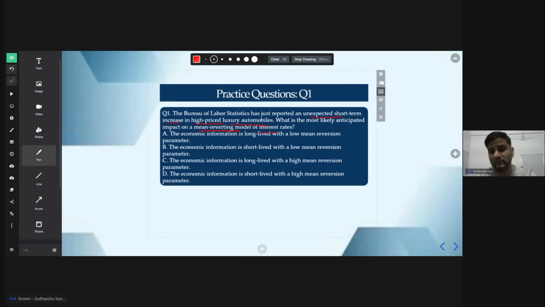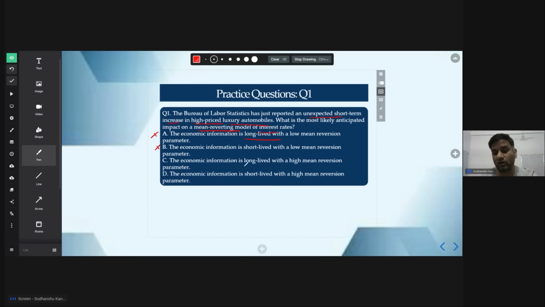There is a high mean reversion parameter. High K means that things will move back faster. Rates don't drift away for long. And if you look at your options, the economic information is long lived with low mean reversion parameter. No, that would apply only to structural changes. That doesn't apply here. The economic information is short lived with low mean reversion. I understand that there is a short-lived thing, but low K, a low speed of mean reversion, will lead to slow mean reversion, but that's not the case here.